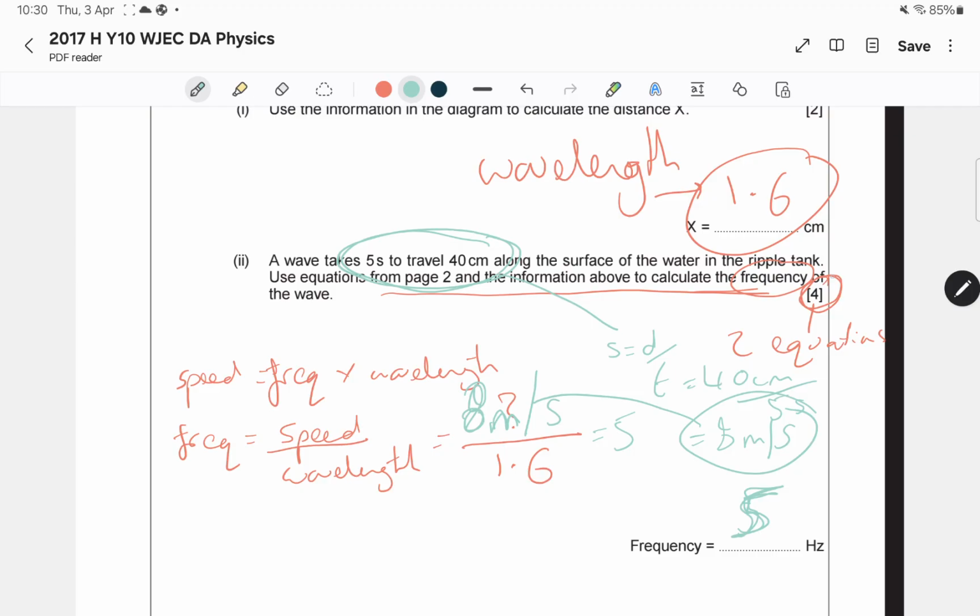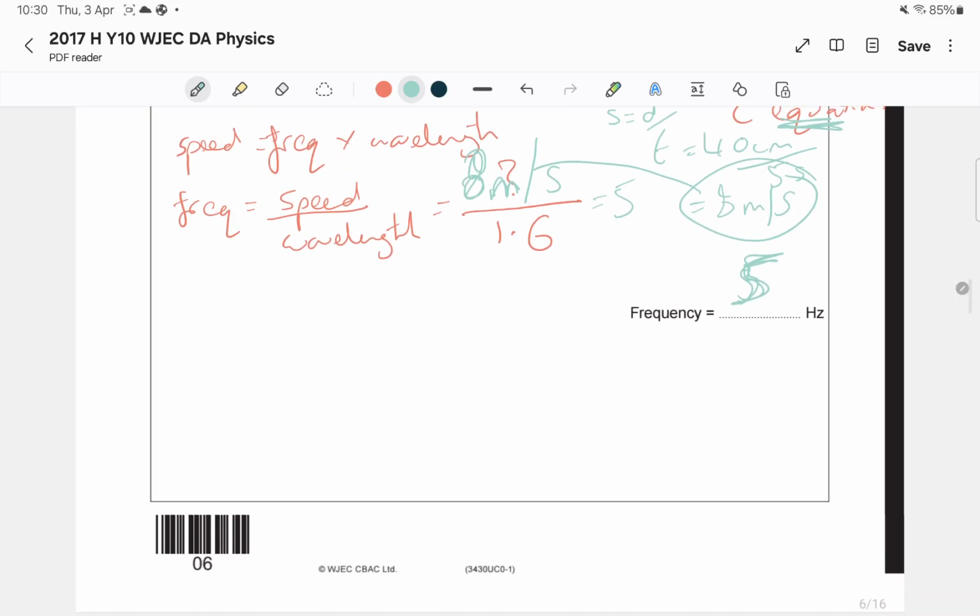Don't forget, if you see a question like this with 4 marks, you're going to have to do a similar sort of thing. You use one equation, then you're going to find another equation to bring the answer back in.